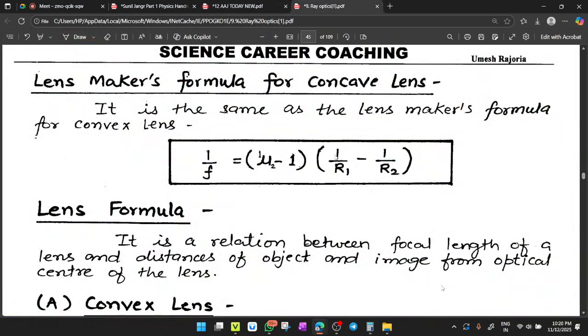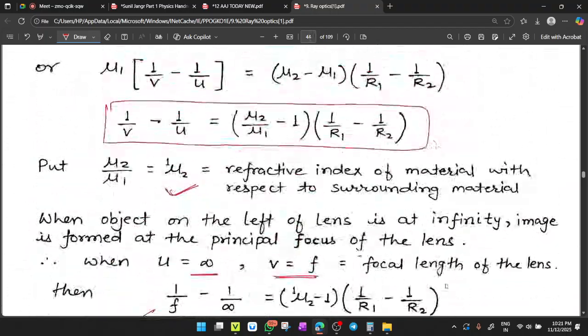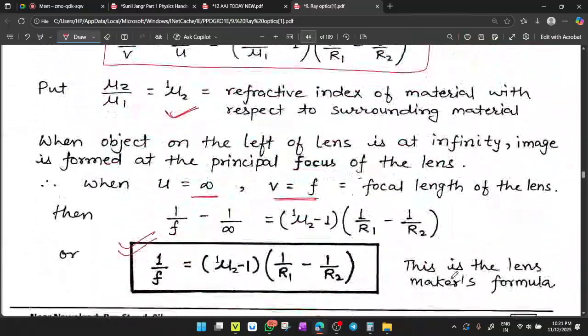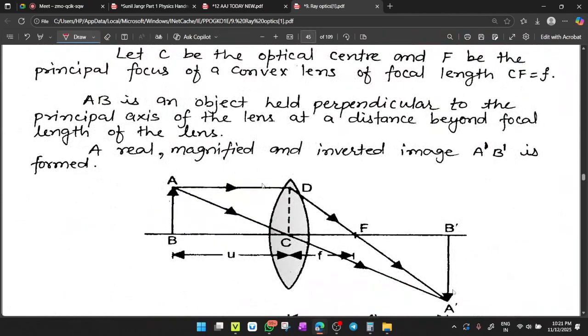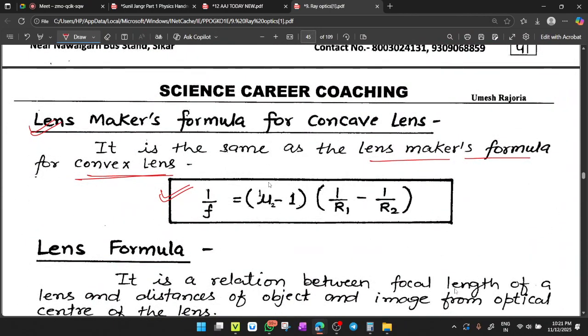Clear? Now, student, next is lens maker's formula for concave lens. It will be the same formula as for the convex lens, means both formulas are the same. It doesn't matter whether it is convex or concave. Clear? So write it, derive it properly, and there are so many numericals for the case of convex and concave lens.